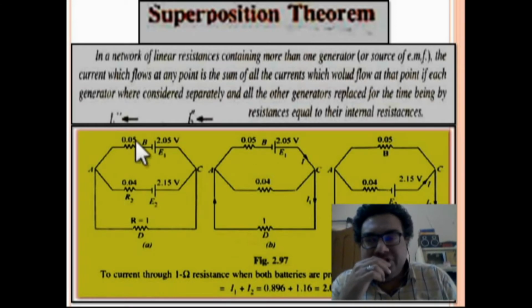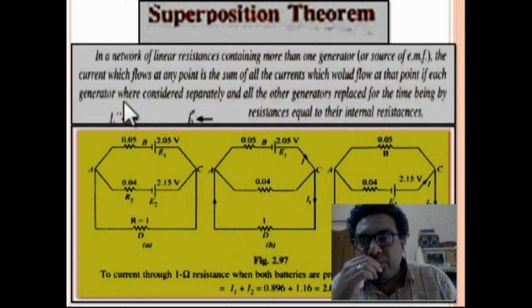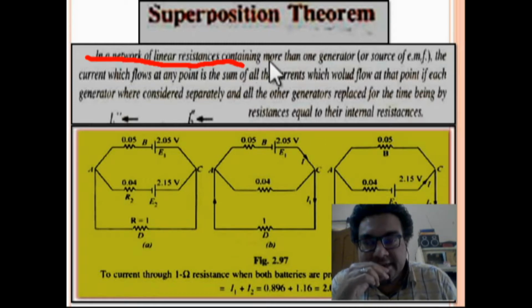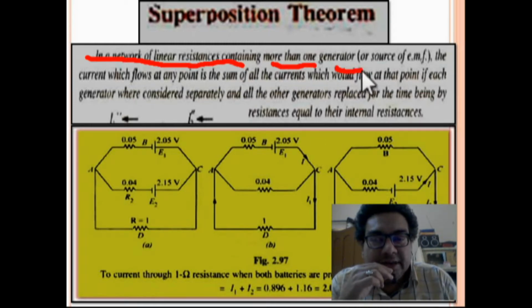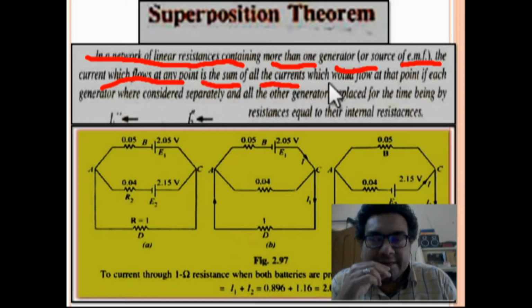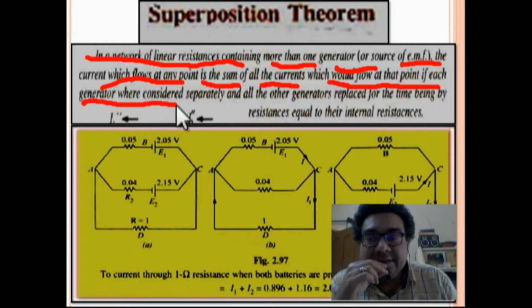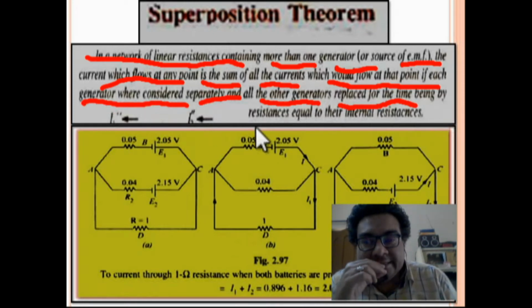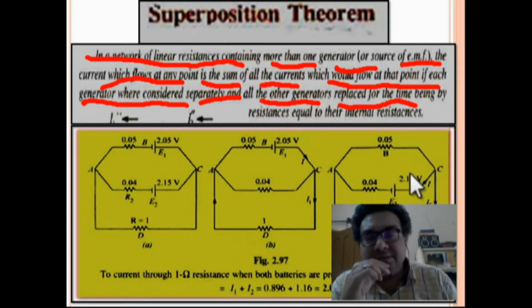So guys, here you can check the statement. What is the statement of superposition theorem? So guys, in a network of linear resistances containing more than one generator or source of EMF, the current which flows at any point is the sum of all the currents which would flow at that point if each generator were considered separately and all the other generators replaced for the time being by resistances equal to their internal resistances.